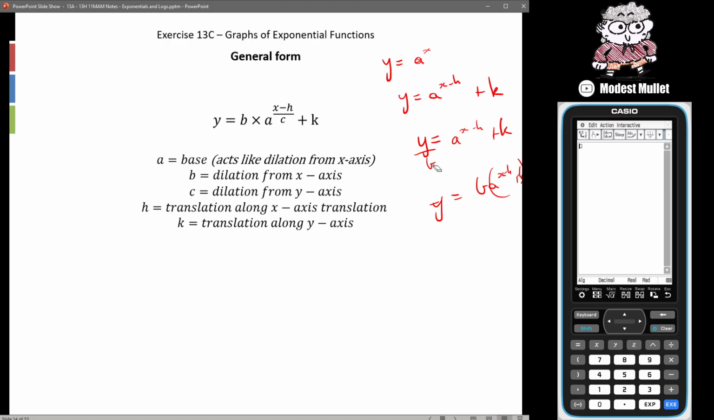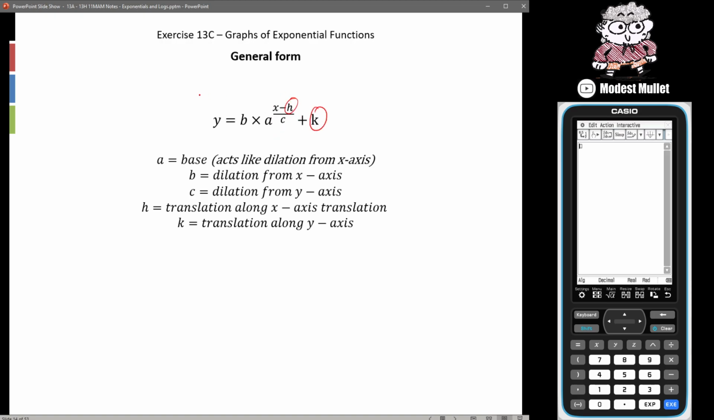And then we could show the same for dilation from the y-axis, but it's replacing x with x over the dilation factor. And I've just put, technically this is in brackets. If you want to read the h value properly, whatever the x is divided by, you need to get this h inside brackets to read the translation properly. But that's the general form.